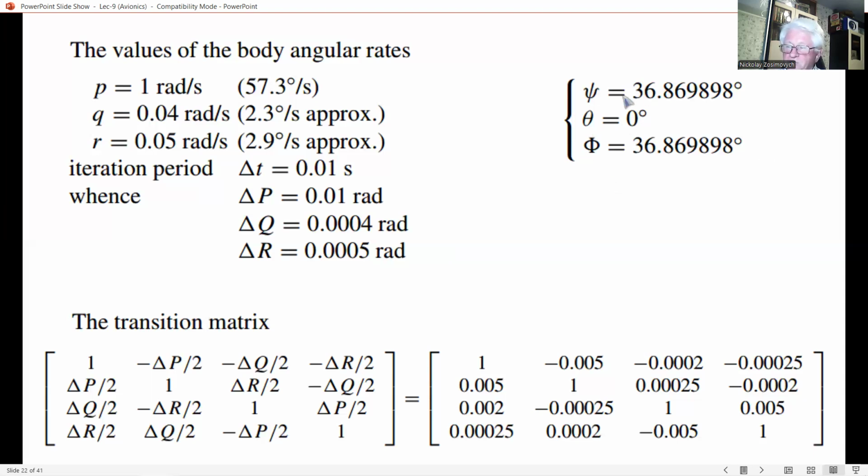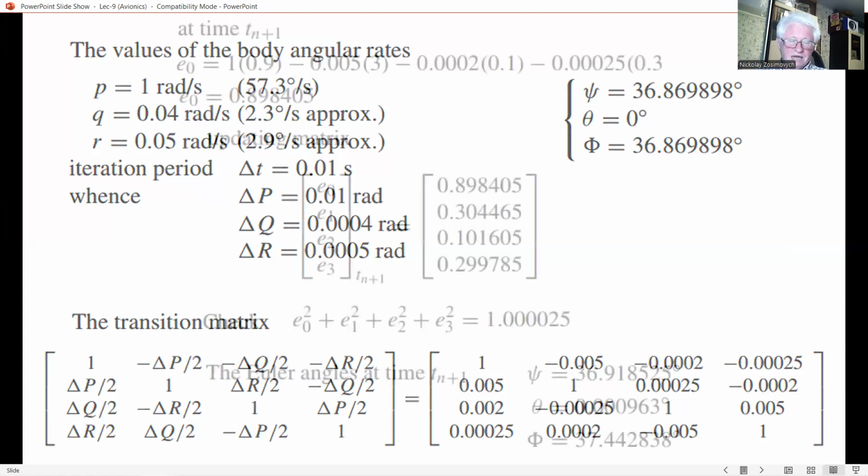Psi equals 36.869, theta 0 exactly, phi 36.8698 in fact. So the transition matrix may be represented in these big matrices, but it is generally very simple to calculate. So that is why it is very popular.